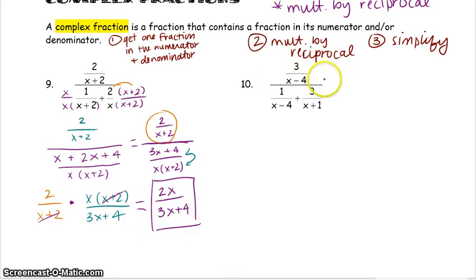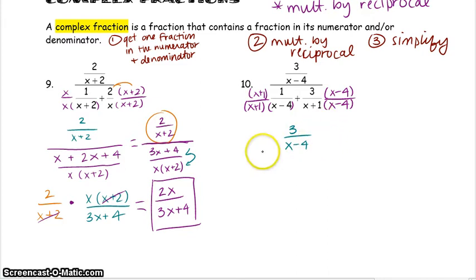Okay, so let's try this next one. Again, we want to get 1 fraction in the denominator, because right now we have 2. So what are we going to have to multiply by the first fraction? Well, the denominator of our second, x plus 1. So x plus 1 over x plus 1. And then we're going to multiply this one by x minus 4 over x minus 4. Okay, so that would leave us with our numerator staying the same, 3 over x minus 4.